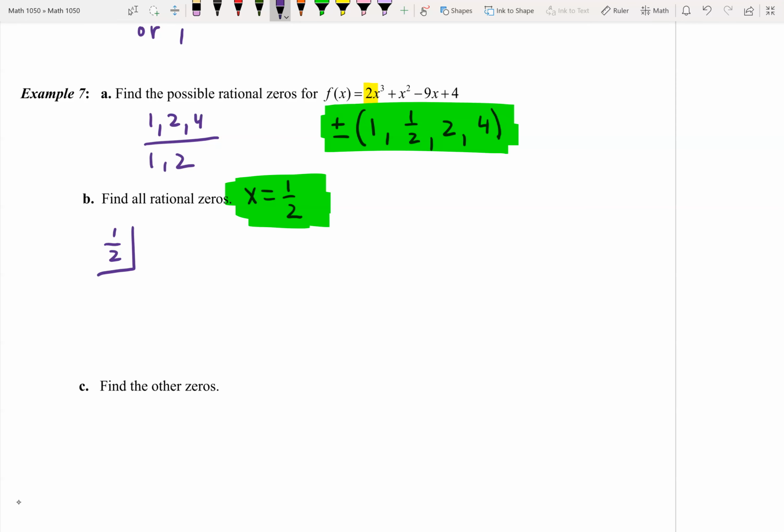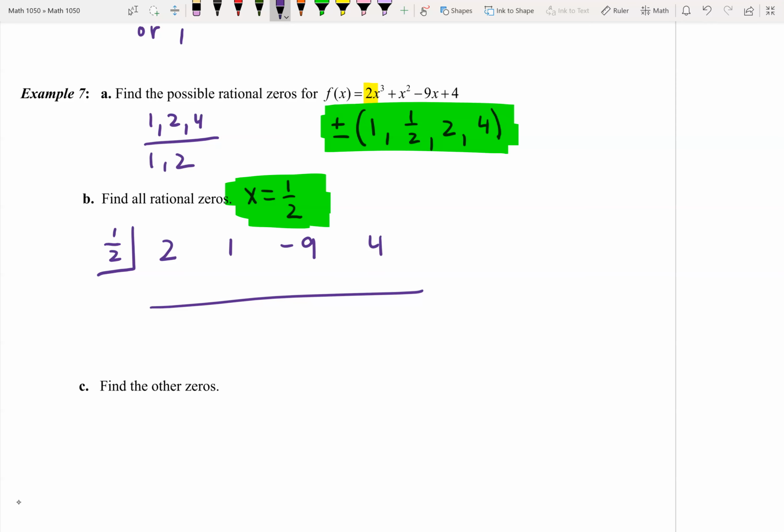Look at the exponents: 3, 2, 1, constant, not missing anything. 2, 1, -9, 4, draw the line. Freeze for just a second. When I'm done with this synthetic division, if I'm doing it correctly, what's going to happen? Everybody tell me. No remainder.